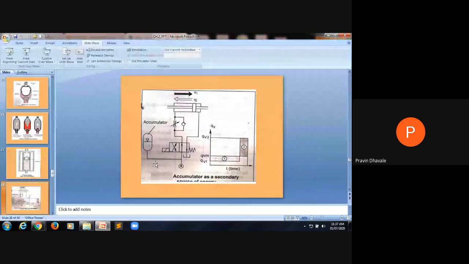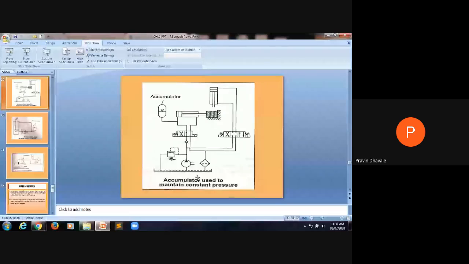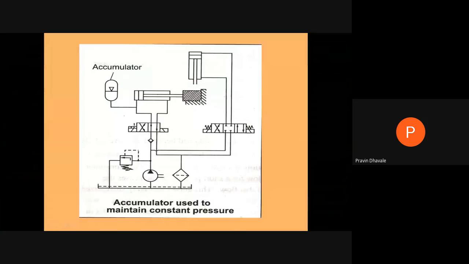Likewise, the second application of the accumulator. We see this is a clamping of the workpiece from the left hand side and from the top. We can clamp this workpiece in this work holding station, right? For that purpose, we use the accumulator. Here we are using the pump, a fixed displacement pump. It's the pressure reducing valve. These are certain kinds of direction control valve.